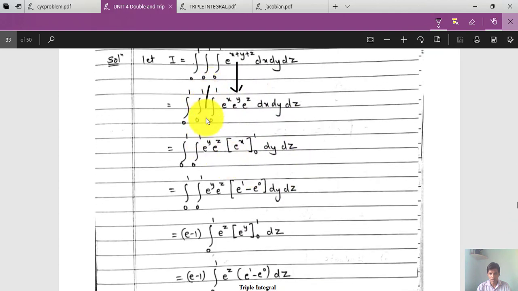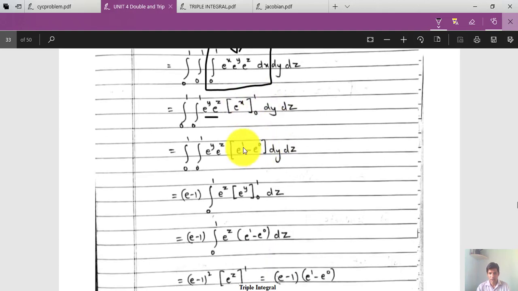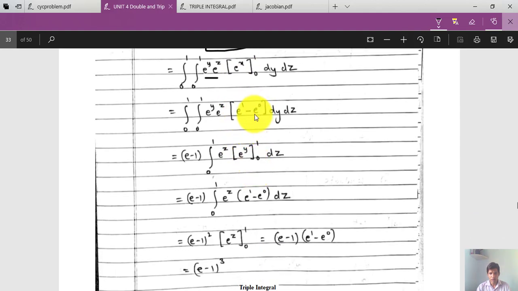First I evaluate the given integral with respect to x, keeping the other two factors, e raised to z and e raised to y, constant. The integral of e raised to x is e raised to x only, over the limit 0 to 1. So it is e power 1 minus e power 0, and anything power 0 is 1, so e minus 1 I take outside. Then I integrate with respect to dy, that is e raised to y from 0 to 1.